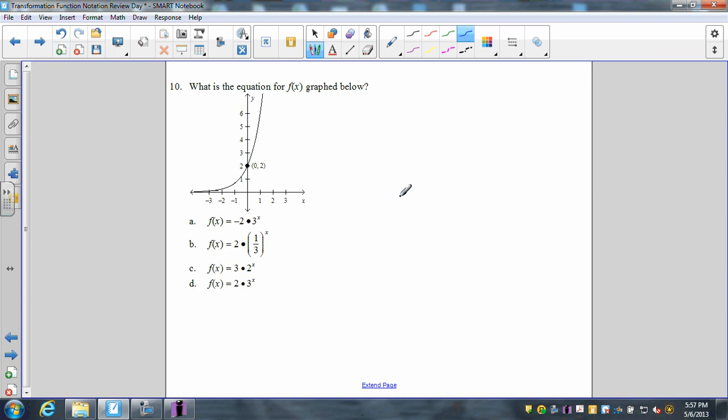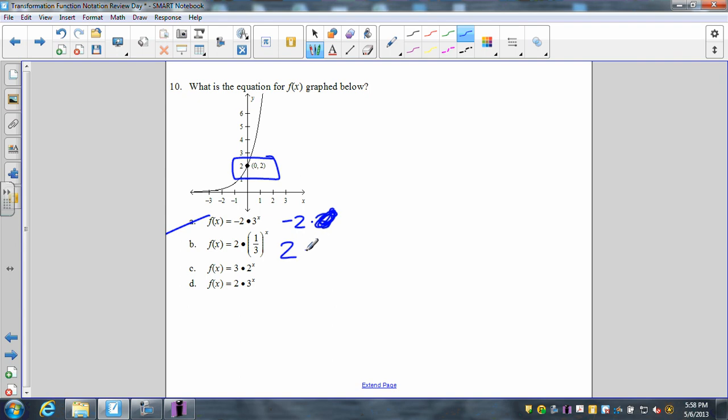Number 10. What is the equation for f of x graph below? Now, notice it gives you an ordered pair, 0, 2. So what I would do is go through each one and see which ones have a y-intercept of 0, 2. So A would be -2 times 3 to the 0. What's 3 to the 0? That's 1, so it's going to go away, which is -2. This one's at +2, though, so that can't be right.